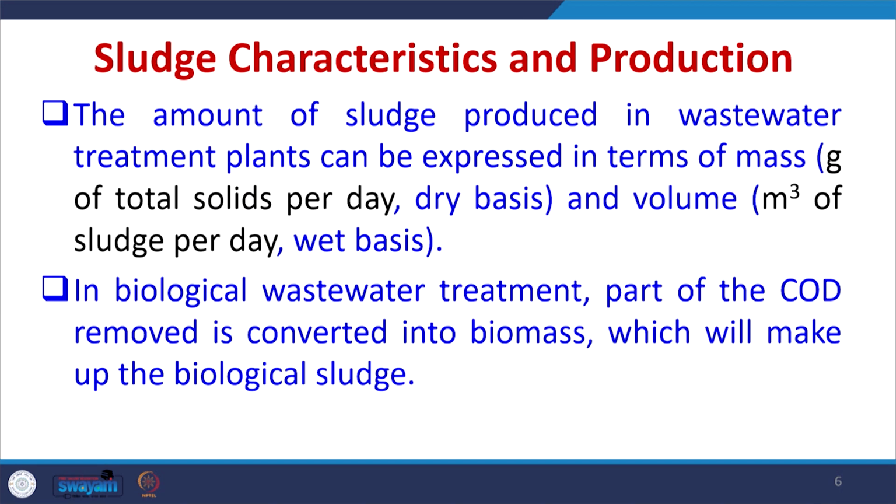The amount of sludge which is produced in the wastewater treatment plant can be expressed in mass, like grams of total solids produced per day on dry basis, and also in volume, meter cube of sludge produced per day on wet basis. So, we can report like this. In biological wastewater treatment, the part of the COD which is converted into biomass makes up the biological sludge. So, this is what we produce during sludge production. We have to take care how much is converted into biomass, as that will give an idea of how much is the production.